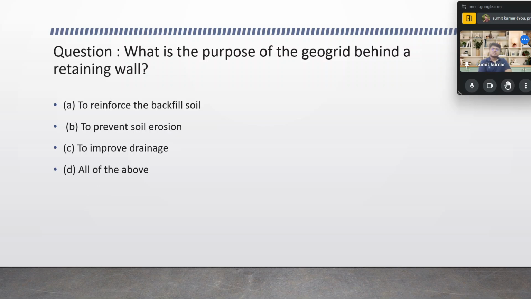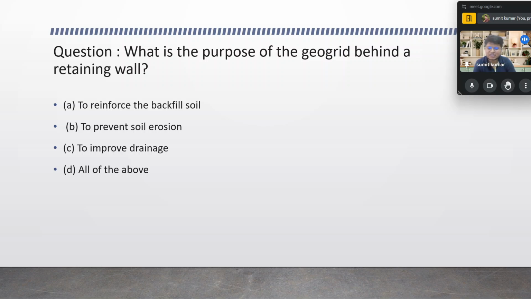Okay. Now the next problem: the geogrid concepts are there. Okay, that is not very relevant, but we'll take this question as well. What is the purpose of the geogrid behind the retaining wall? To reinforce the backfill soil, to prevent the soil erosion, to improve the drainage, or all the above.